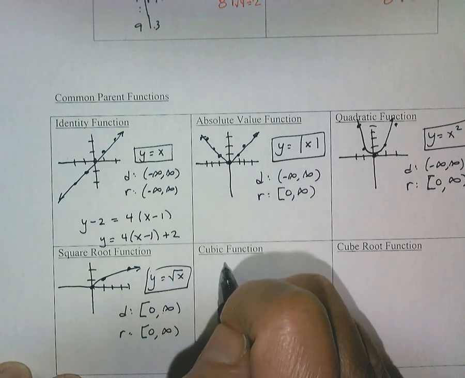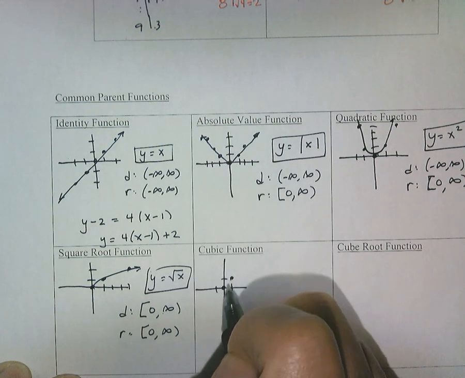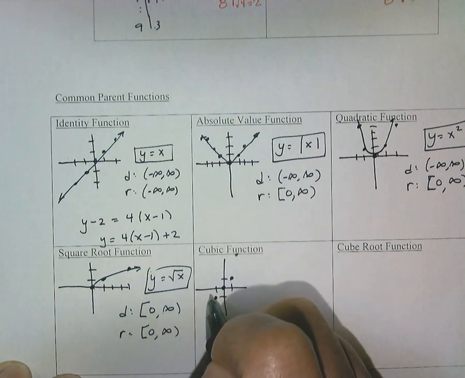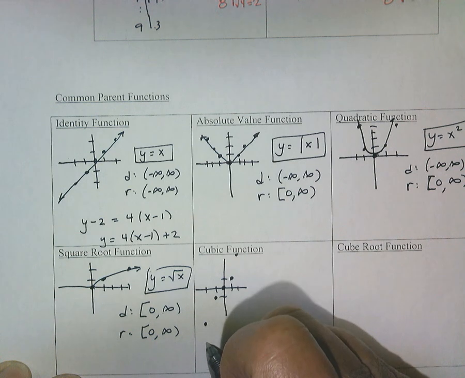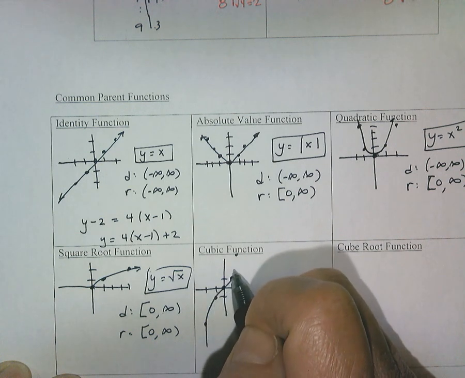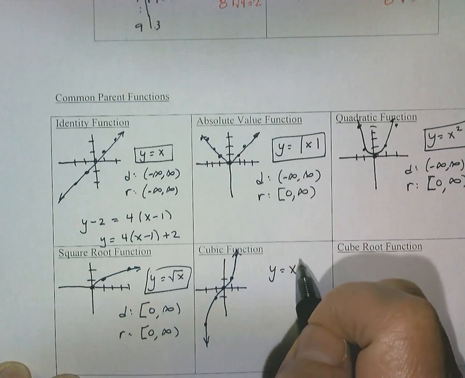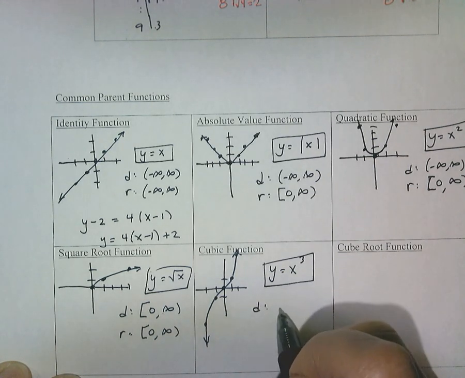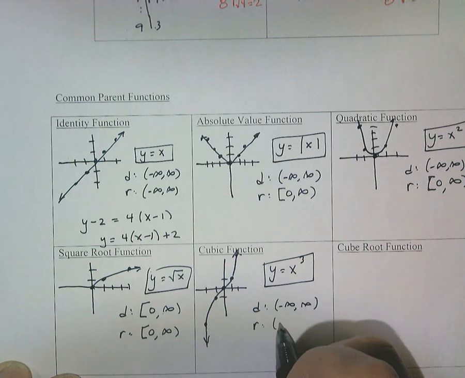And then the cubic function, which I also did previously. 0, 0, 1, 1, negative 1, negative 1. And then it's all the way up here at 2, 8, and 2, negative 8. So it looks like that. So y equals x cubed. My domain is going to be all real numbers, and my range is all real numbers.